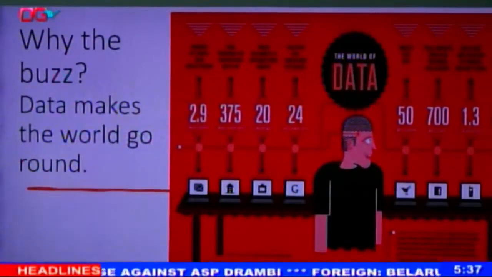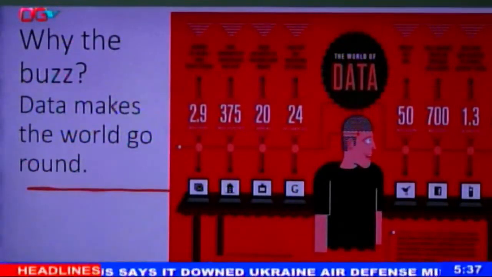There was a time it used to be agriculture, at times it used to be petroleum, and all that. But now it is data. Data is the new money, the new oil.